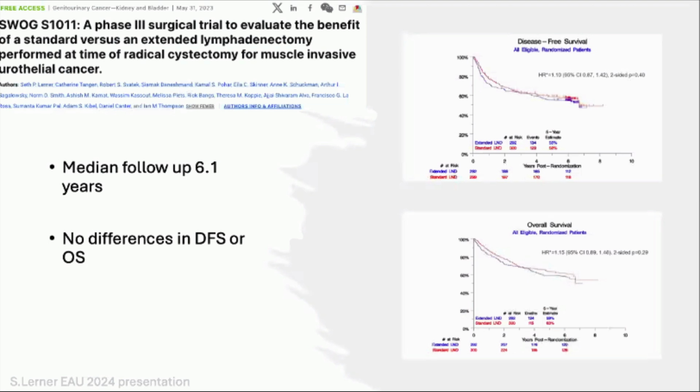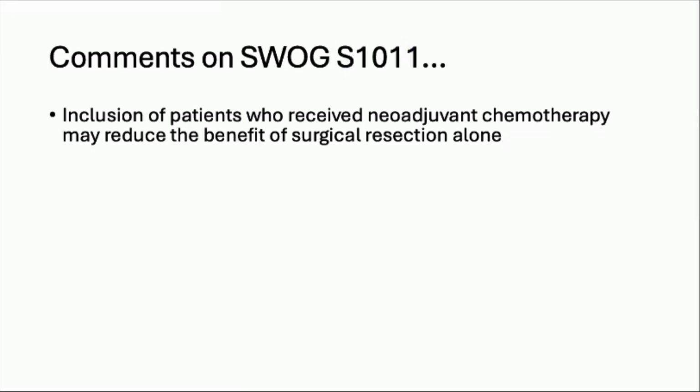And when they carried out secondary analysis, looking at variant histology, urinary diversion type, they also looked if patients required blood transfusion. Overall, they saw no differences in disease-free survival or overall survival benefit at a median follow-up of 6.1 years. And these curves were presented last year as well as this year at the EAU. And some comments on this study.